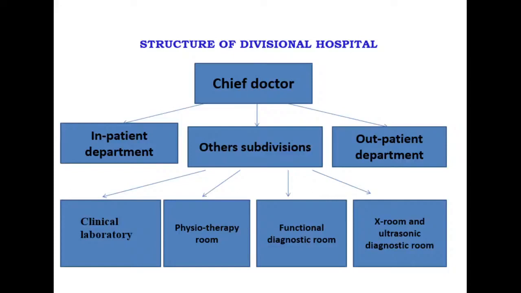What about the structure of this hospital? This hospital is very different from the town hospital. Why? Because here there is an inpatient department, an outpatient department, and some other subdivisions: clinical laboratory, physical therapy room, functional diagnostic room, X-ray room, ultrasound diagnostic room. The profile of beds in this hospital is only therapeutic, children, infection, and anti-tuberculosis. All other bed profiles in this hospital are absent. By structure, this hospital differs from the town one.